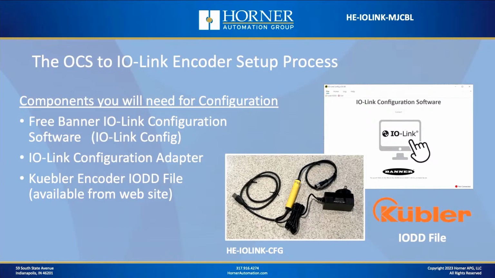All right, so the first thing we're going to need is the free Banner IO-Link configuration software. Remember, the IO-Link masters that Horner sells were manufactured by Banner, and we utilize the same Banner configuration software that they created. Next, you're going to need the IO-Link configuration adapter. That's that Y cable you see there on the center of your screen. That's going to allow you to configure both the master as well as the encoder. And then you're going to need to download from the Kuebler website the IODD file, which is the IO-Link file for the Kuebler encoder that you're using.